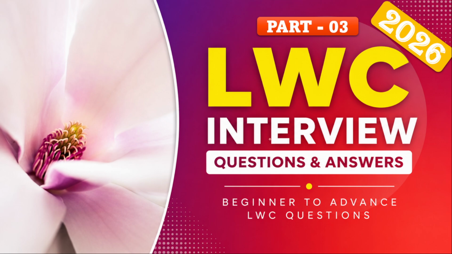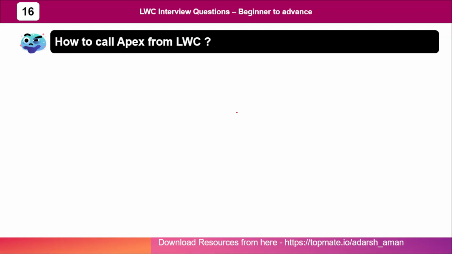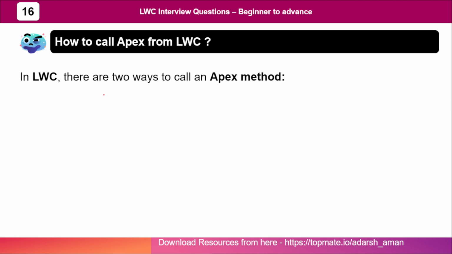So let's get started. The next question is how to call Apex from LWC. In LWC, there are two ways to call an Apex method. The first one is using the @wire decorator. It is reactive. It means you cannot control it.